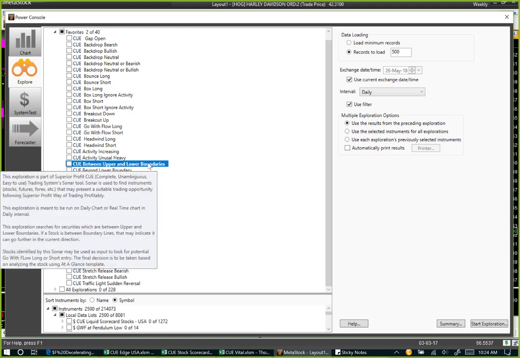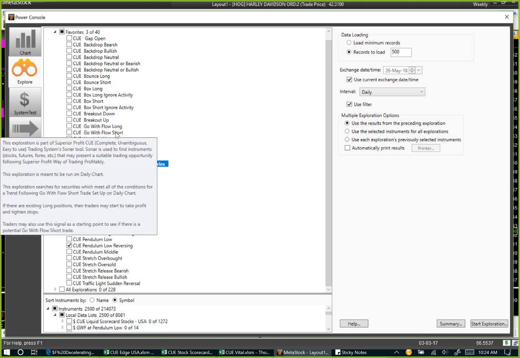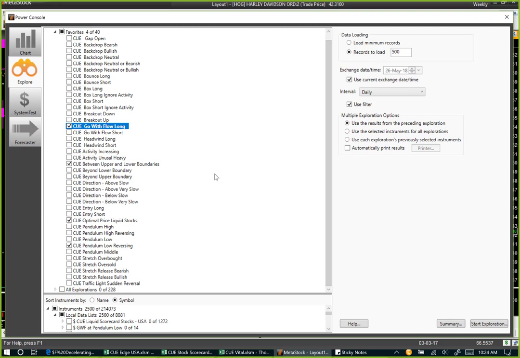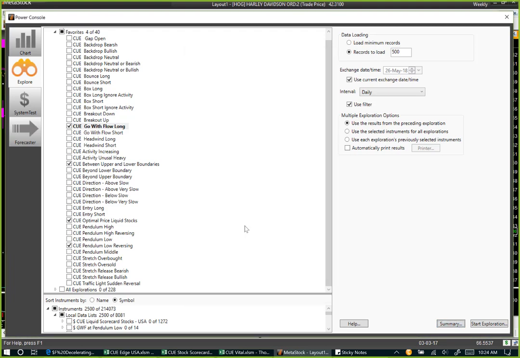One way of checking that is using boundary lines. So I looked for stocks that are still inside the boundary lines. And then I looked for a possible trend following long opportunity. So I ran all of these sonars together, and in MetaStock, we can sequence them. Which one to run first, which one to run next. I will not run it now. However, that is how I found the stock Rider.